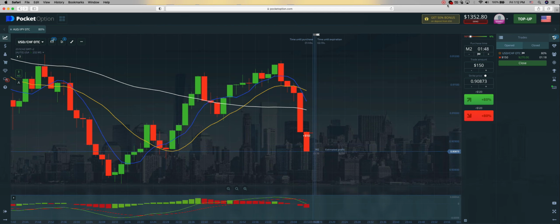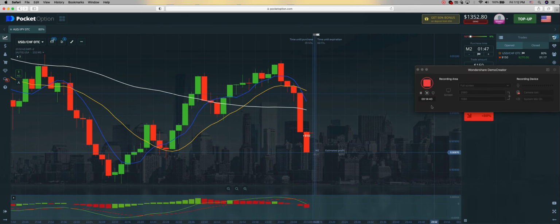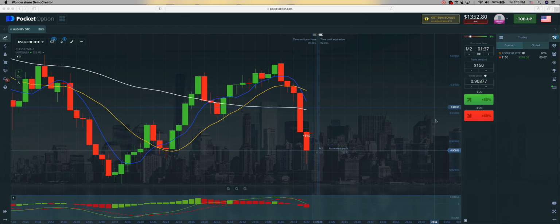Get to the finish line here. There we go. Alright, so I timed out and I have earned $270 on that trade. You can see it right here and closed, right here. I got in again at 23:12. My exit time was at 23:14 exactly.